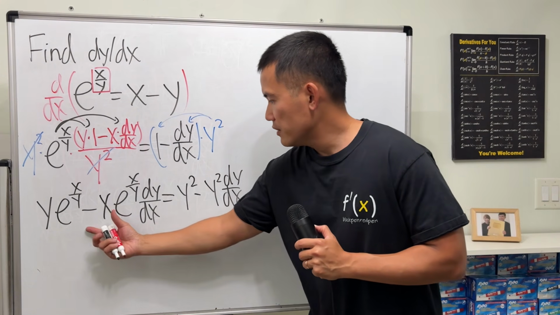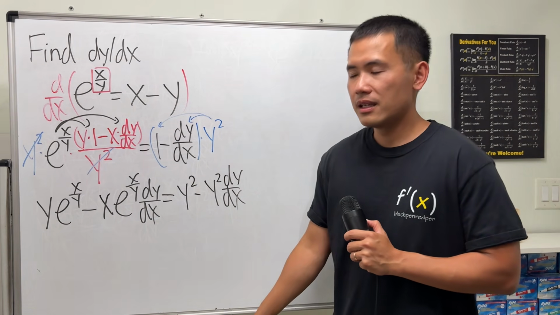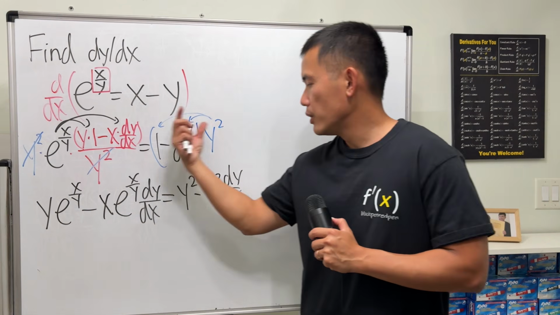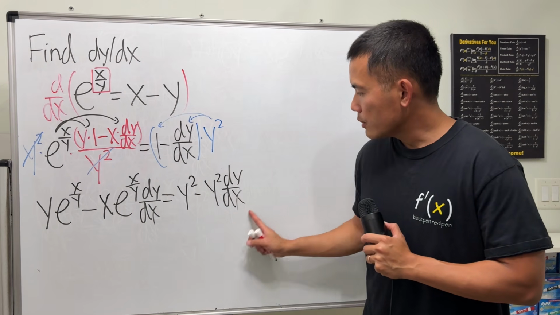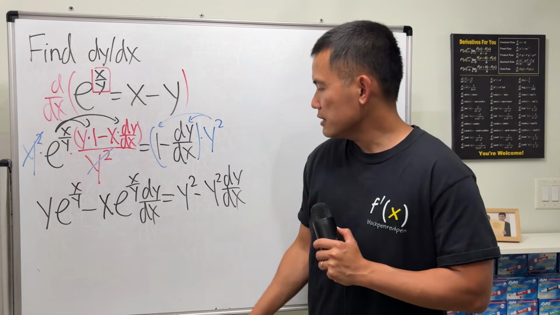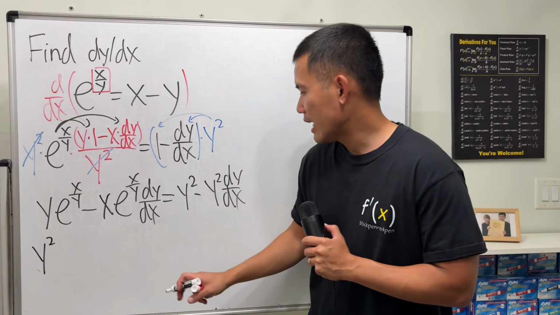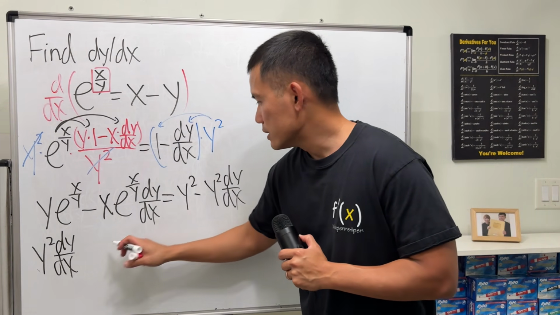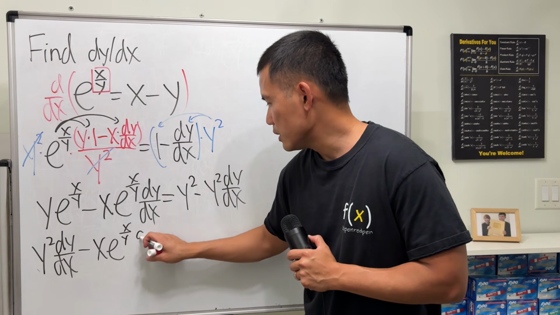This right here has negative. I will keep it here. I will put this to the other side. This does not have dy dx, so I'll put this to the right hand side. Check this out. When I bring this to the left hand side, it becomes positive y squared, and we have dy dx along with this, so minus x e to the x over y, also the dy dx.